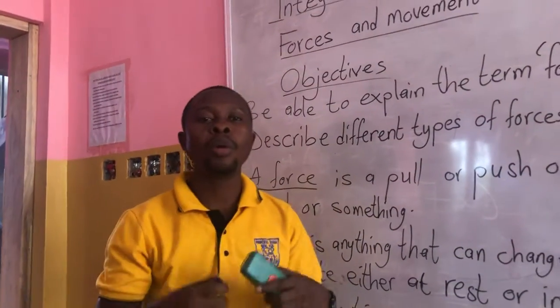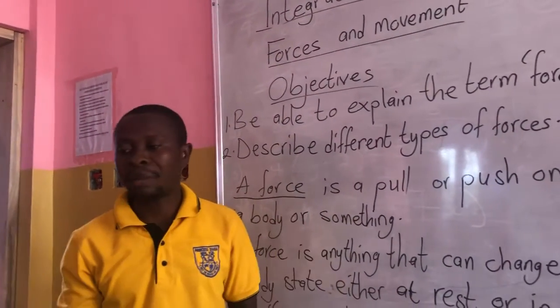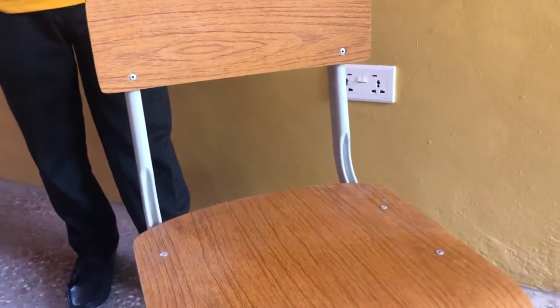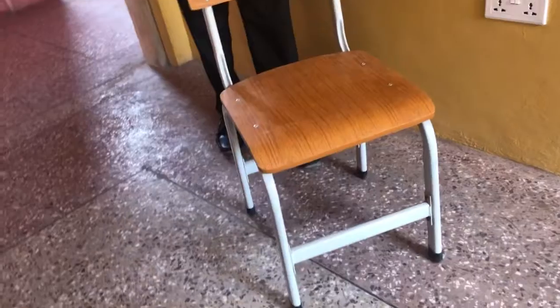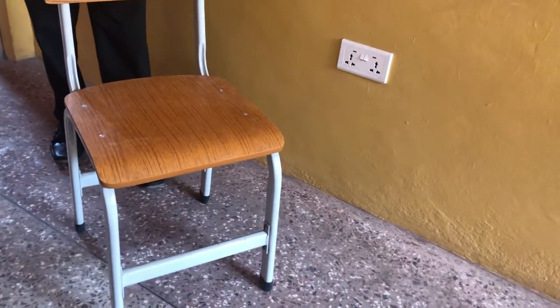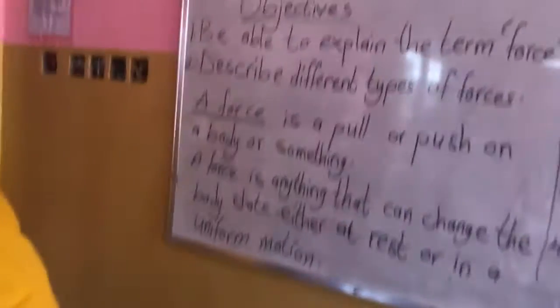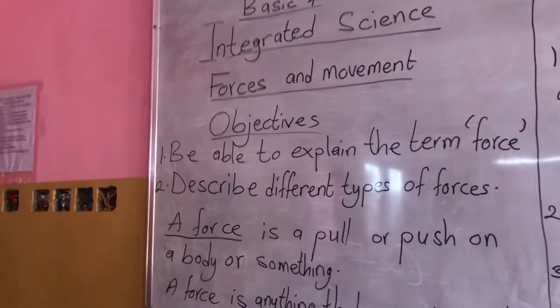A pull or push on a body or on something, okay? Now, let's look at this. This is a chair and it's at rest, okay? Now, when I'm pulling it, I'm forcing it. As I'm pulling it, it started moving, okay? Now, let me push it again and let's see. I'm forcing it, okay? So, we say what? Force is a pull or push on a body, on something.